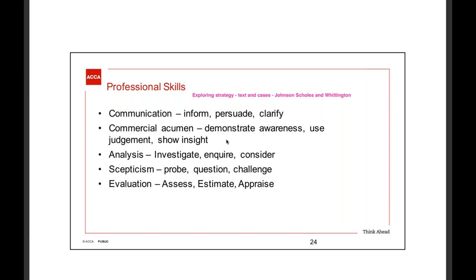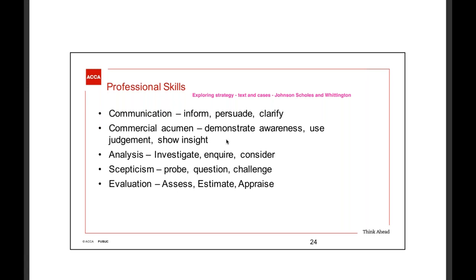Why do I say that? Demonstrating commercial acumen, awareness, use of judgment, and showing insight means that when you are asked to evaluate the performance and then asked to suggest something, and you know that the organization is not performing well, by all means do not suggest something ridiculous that they can't afford to do. This is what it means by demonstrating awareness.